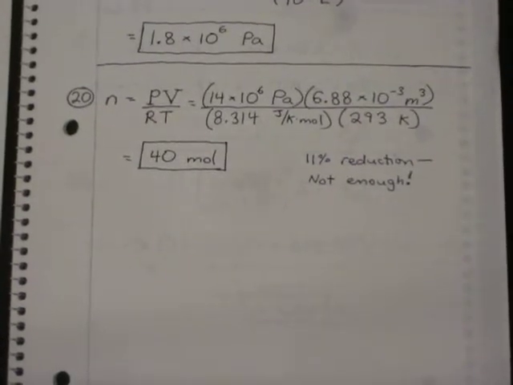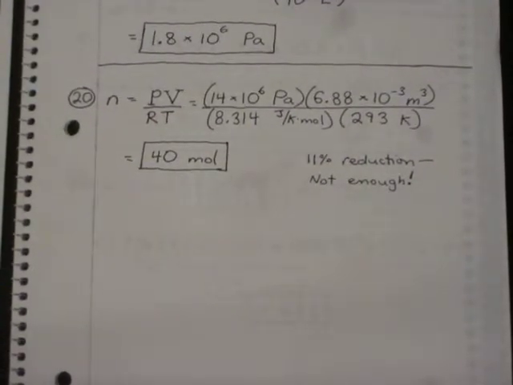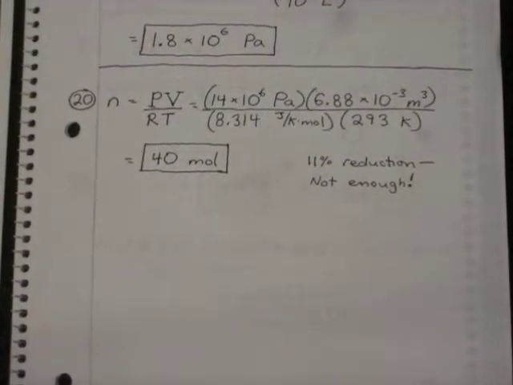Number 20 is also going to use the ideal gas law. We have a gas cylinder with the given volume. The supplier claims it contains 45 moles of argon. You measure its pressure to be 14 megapascals at room temperature. Did you get what you paid for? In other words, how many moles is really in it? So we're solving for n.